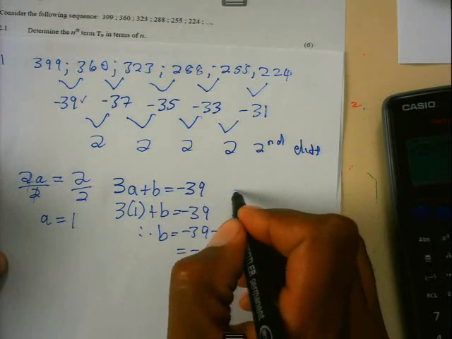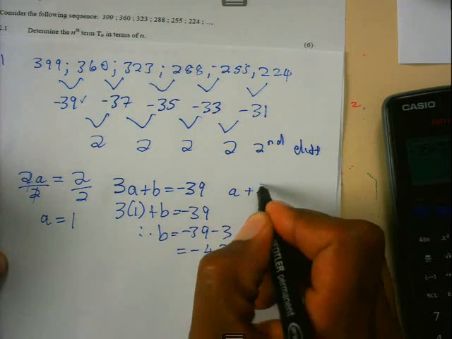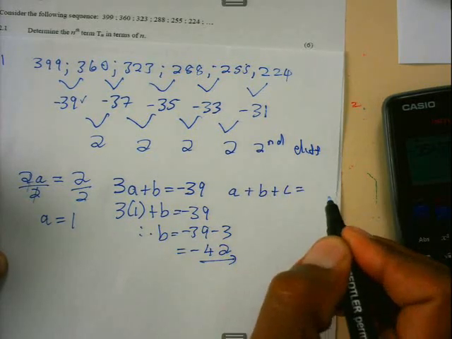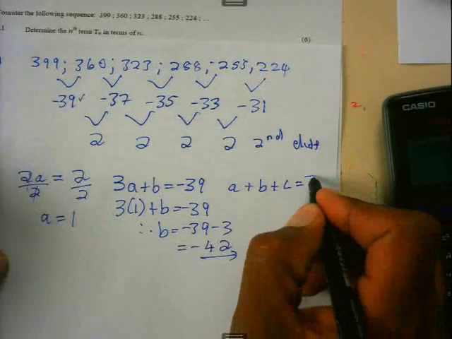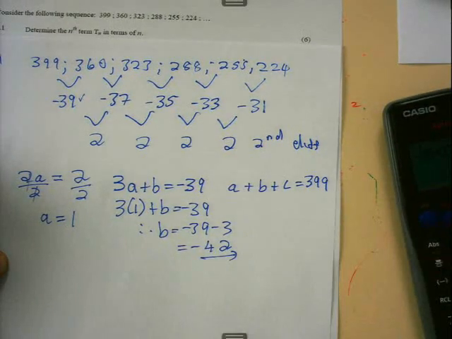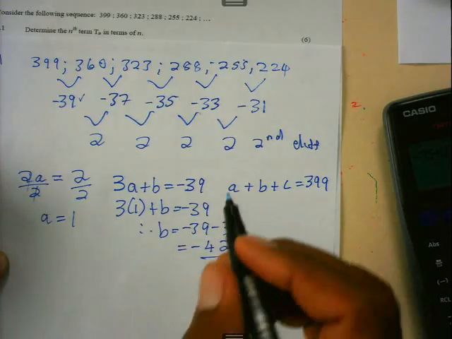How do you determine c? That is a plus b plus c. What is a plus b plus c? It is the first term. What is our first term here? 399.